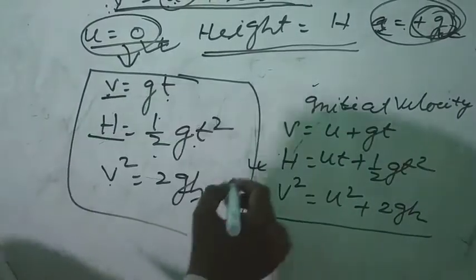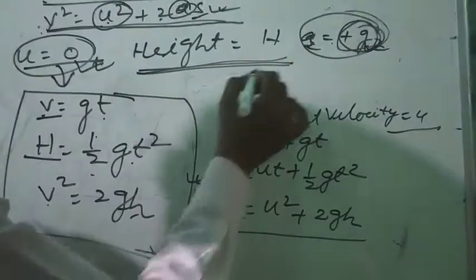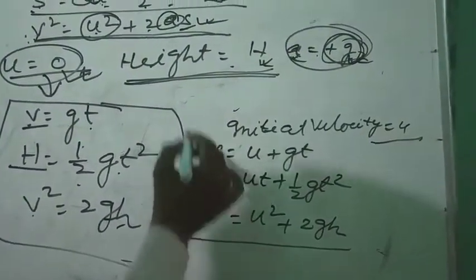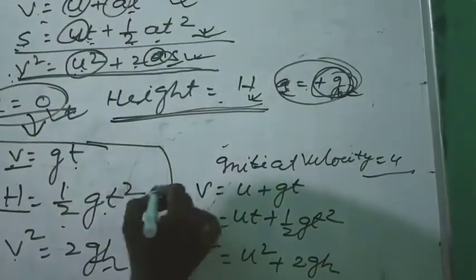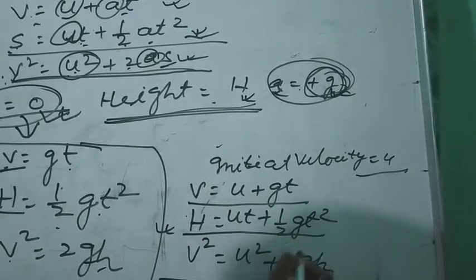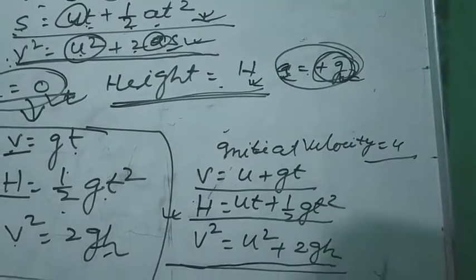So the third equation becomes v square is equal to 2gh. And if the initial velocity of the body is u and the height from which it falls is h, then the three equations of motion become v is equal to u plus gt, h is equal to ut plus half gt square, and v square is equal to u square plus 2gh.